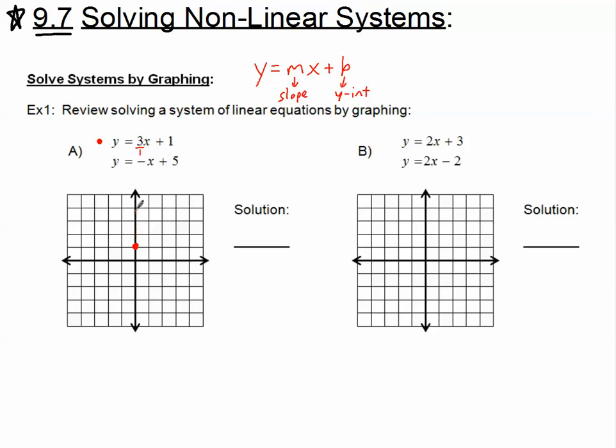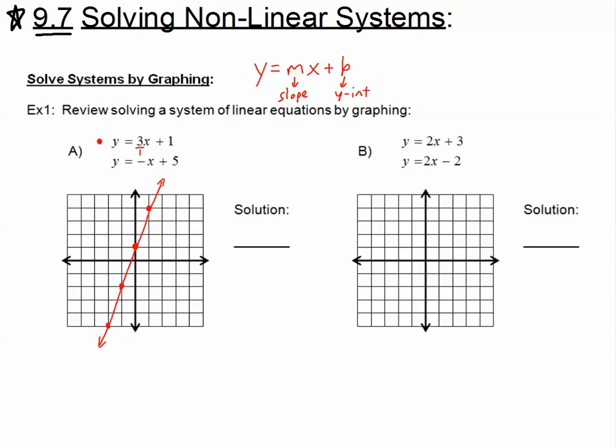Go up 3, 1, 2, 3, to the right 1. I don't have any more room over here, so I'm going to go down 3 and left 1, down 1, 2, 3 and left 1, down 1, 2, 3 and left 1. And there is my line. I try to graph as many points as I can on my line.